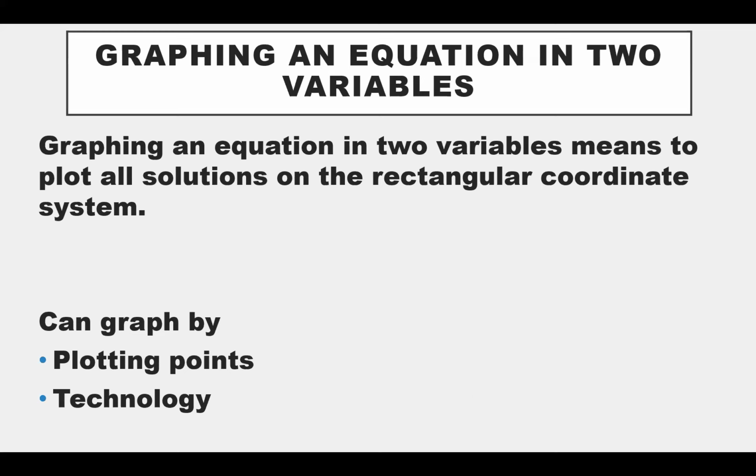So we're going to be looking at plotting all solutions on a rectangular coordinate system, all solutions to an equation in two variables. So all ordered pairs that make the equation true. Now, there's a number of different ways we can do this. One way is by plotting some points.